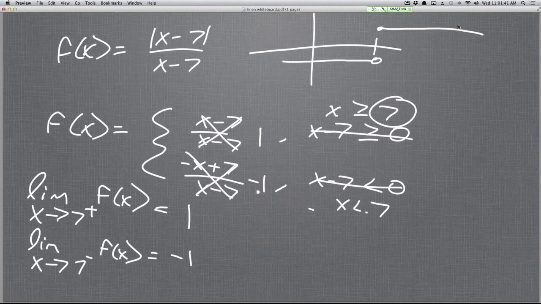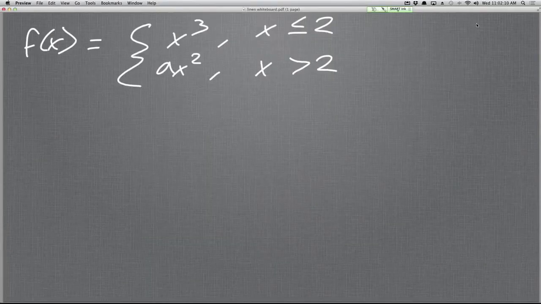All right, let's look at 65. I have f of x equals x cubed when x is less than or equal to 2, and ax squared when x is greater than 2. My directions say find the constant a or the constants a and b such that the function is continuous on the entire line. So I need to figure out what a is to make this function continuous.